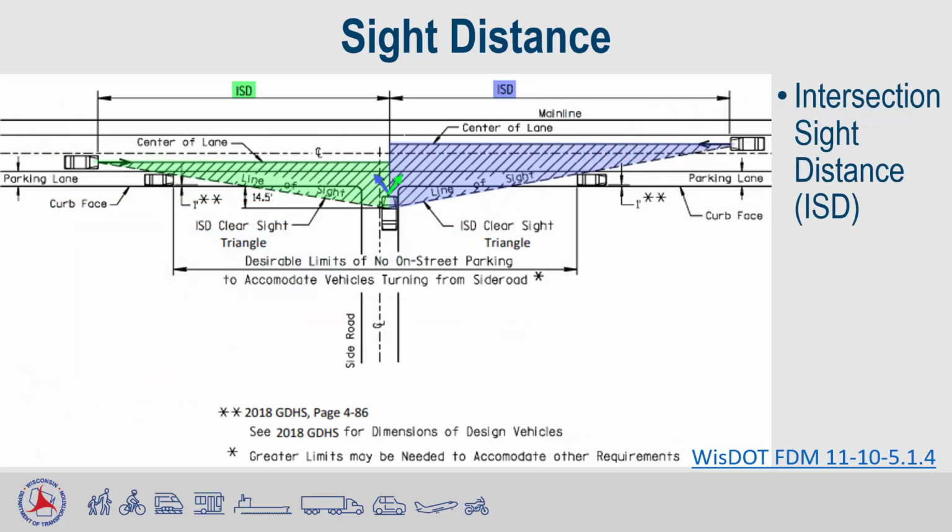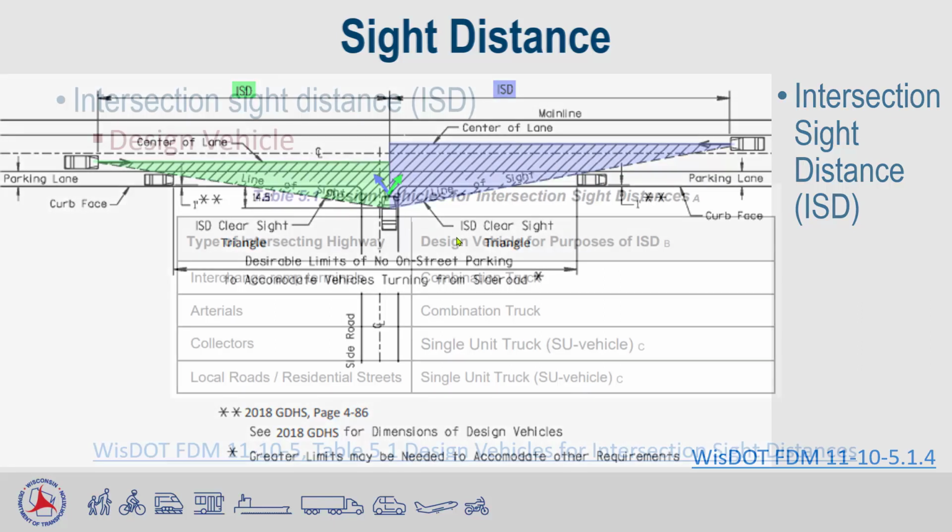In this graphic, we have an example of an urban situation. There's an approach vehicle at this side road. If they were going to be turning right, they would need an unobstructed view of this area shown in green, or this clear sight triangle. If they were turning left, they would need the area shown to the right in this purple shaded area to be free from any obstructions. The intersection sight distance is along the roadway that the vehicles are approaching along.